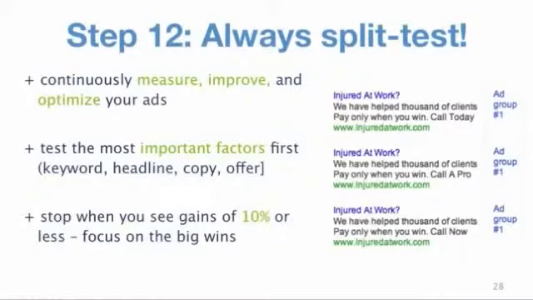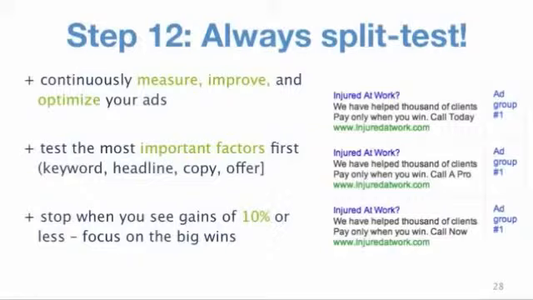Step number 12, always, always, always split test. What do I mean by split test? Split test means that you can run two different ads and change something about those ads in order to determine if the changes made a difference in the performance of the ad. If you're just running one ad and you're only getting data for that one ad, you don't know if you could be doing better by running an ad with a slight change. When it comes to direct marketing, this is fundamental. You split test all the time, and it allows you to continuously measure and improve to optimize your ads.